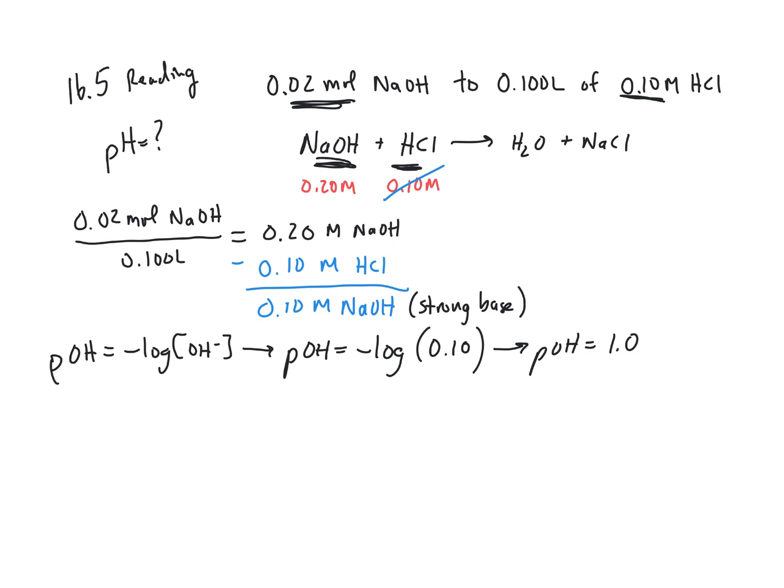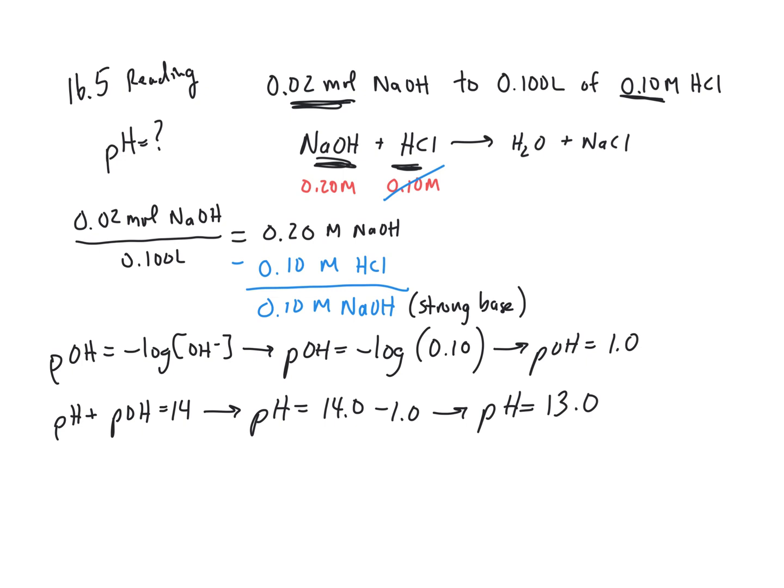Now to find the pH of this solution, pH plus pOH equals 14. So my pH of this solution is going to equal 14 minus 1, right? The pH of this solution is equal to 13. That makes sense because we have a strong base, sodium hydroxide, and 0.1 molar of that. So yes, our pH should be well above a pH of 7.